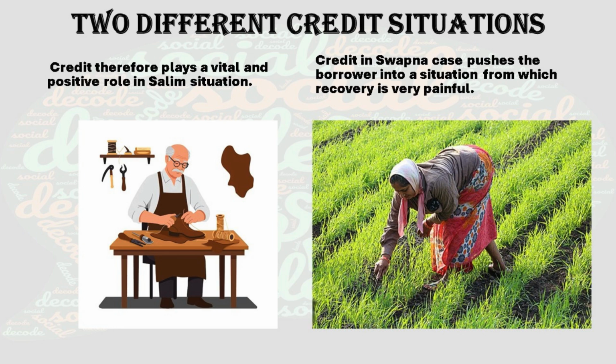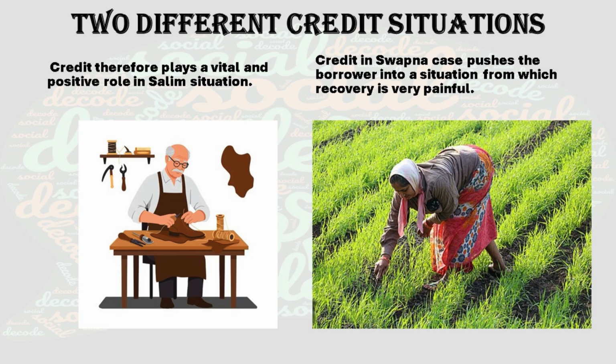Here there is a shoemaker whose name is Salim. Salim has a small shoe making workshop. He gets an order for a large number of shoes from a big trader. He does not have enough money to buy raw material, so he takes a loan from a bank. He completes the order, sells the shoes, earns a profit, and easily repays the loan. So in this situation, credit helped Salim to expand his business and increase his income.